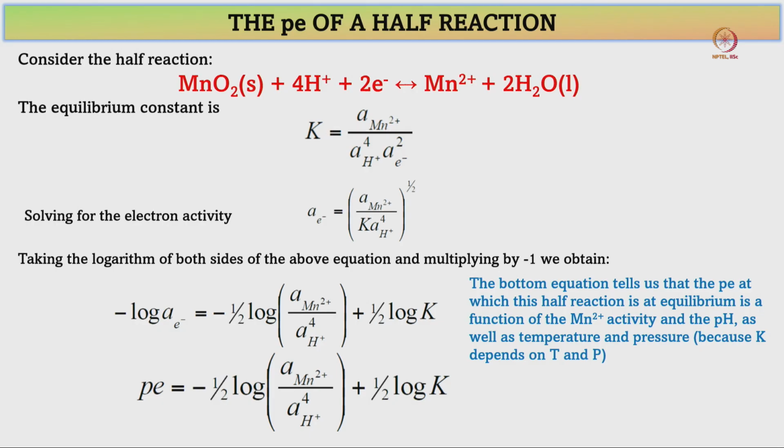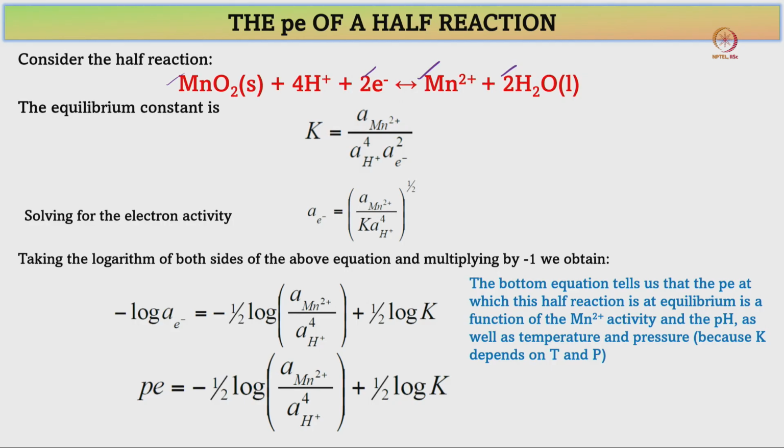Now, let us see how we write this in terms of a reaction. So, consider this half reaction. It is only half because it is only showing the acceptance of electrons and not the other half of the reaction. So, MnO2 is accepting electrons. So, 4H plus plus 2 electrons are getting accepted, Mn2 plus is forming, plus 2H2O is forming.